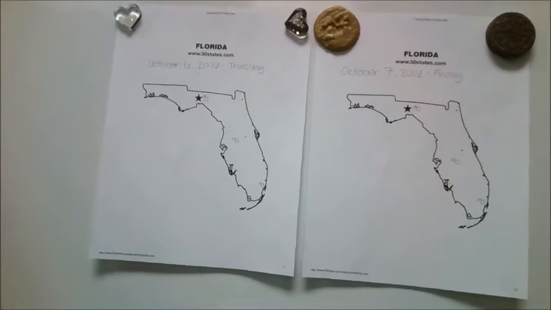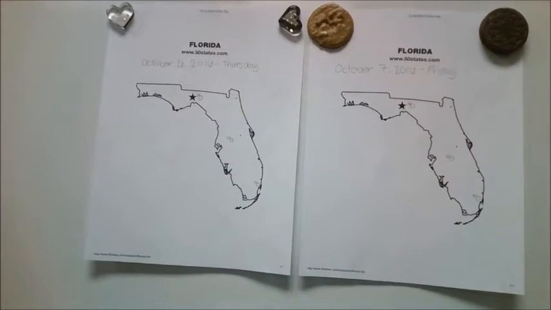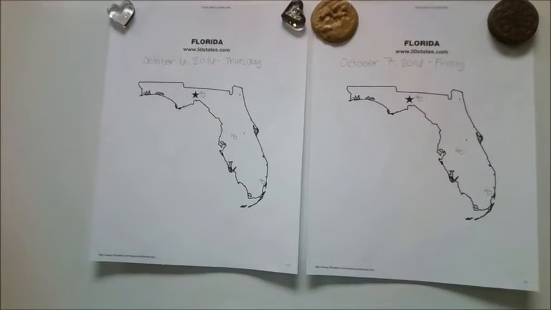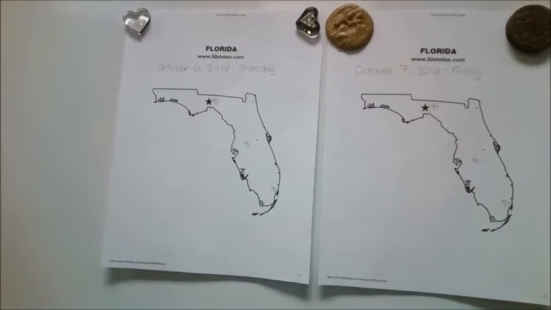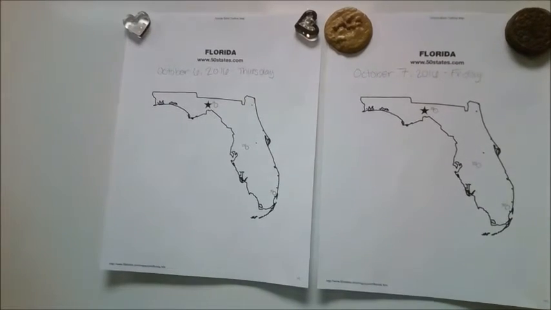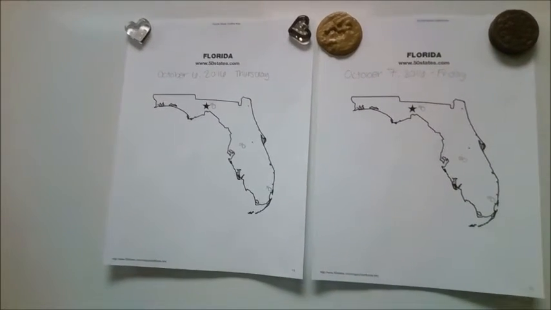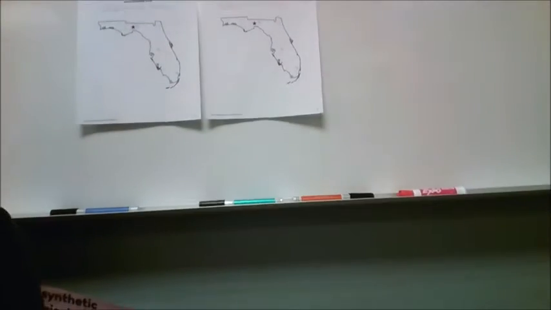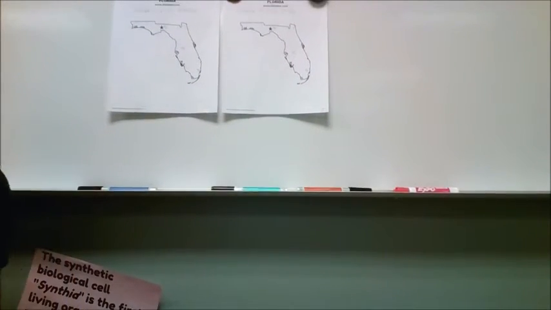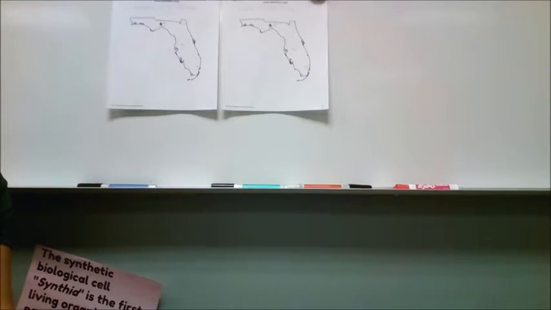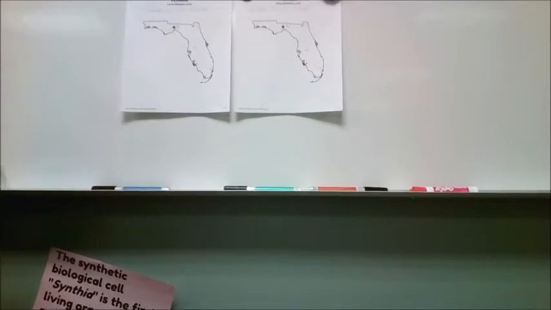I have Tallahassee up there near the star, Orlando down near the middle, and Miami down at the south tip of Florida. And I drew the start of weather station symbols, which is that little circle, and then I put in just the temperatures in degrees Celsius. So I put in the average mean temperature. You're going to use whatever temperature you recorded for your weather journal. All right, so let's go ahead and get started.